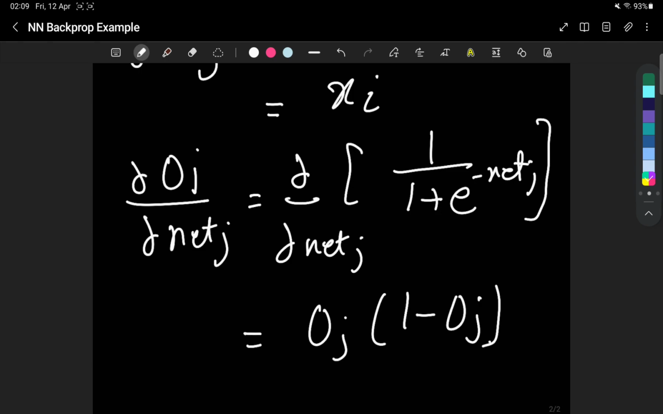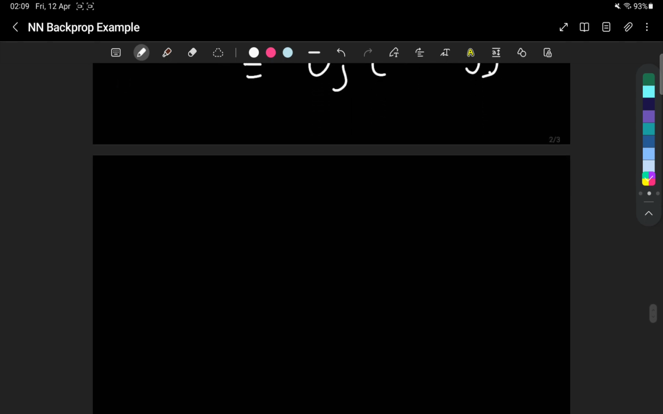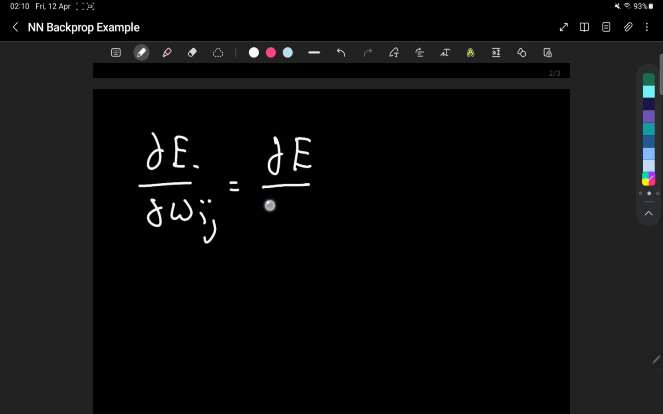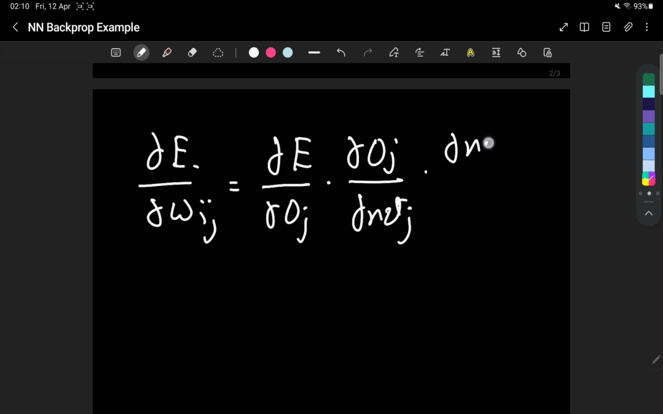Therefore, if I now want to find the overall weight update expression, this would be the partial derivative of E with respect to w_ij. This will be equal to the partial derivative of E with respect to o_j, times the partial derivative of o_j with respect to net_j, times the partial derivative of net_j with respect to w_ij.